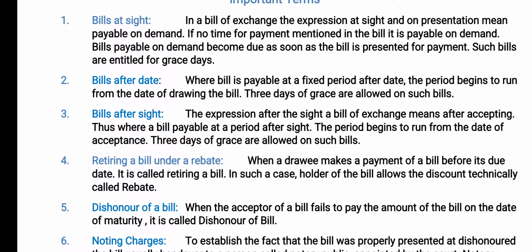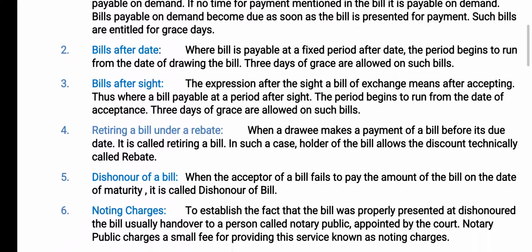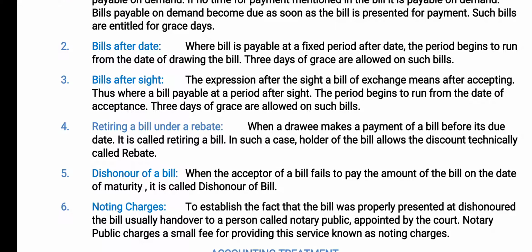Then the next term is retiring a bill under a rebate. When a drawee makes a payment of a bill before its due date, it is called retiring a bill. We will take one example, like A makes a bill on B, and B pays the bill before the due date. Suppose the due date is 31st of May and he makes the payment on 28th of May.